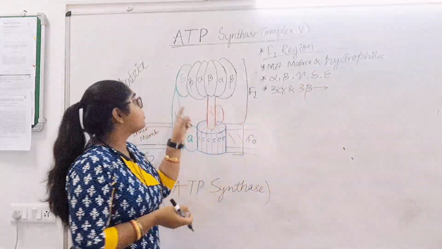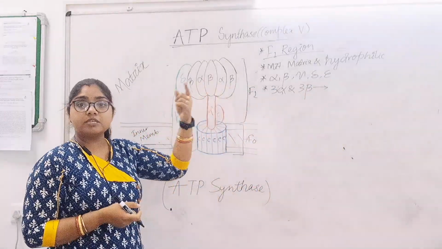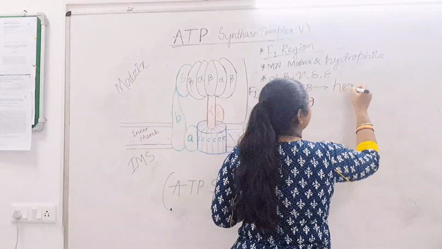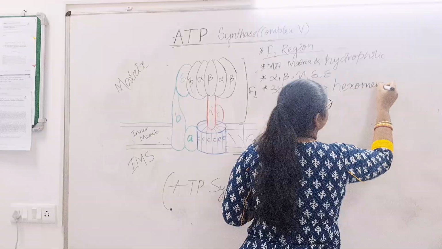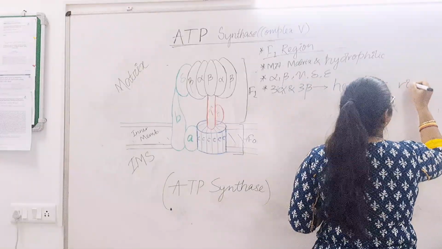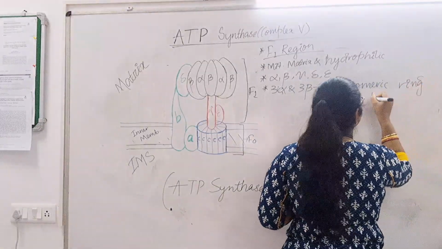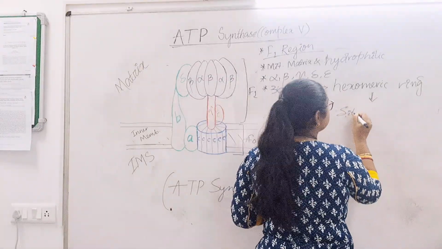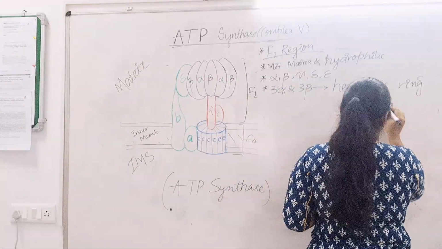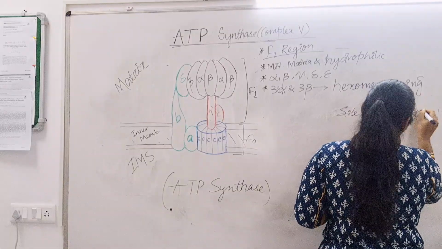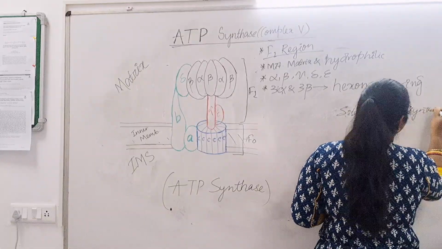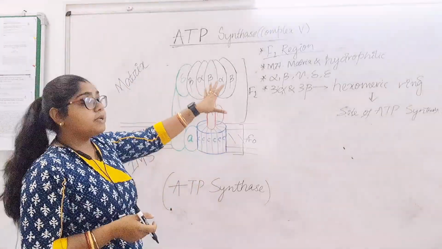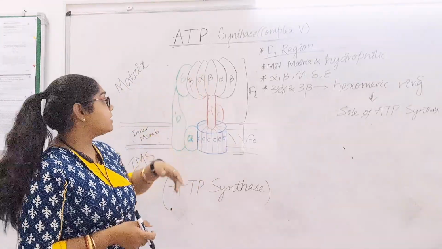The 3 alpha and 3 beta form a ring-like structure known as the hexameric ring, which is the main site of ATP synthesis. The mechanism we will discuss later. So the 3 alpha and 3 beta form a hexameric ring.